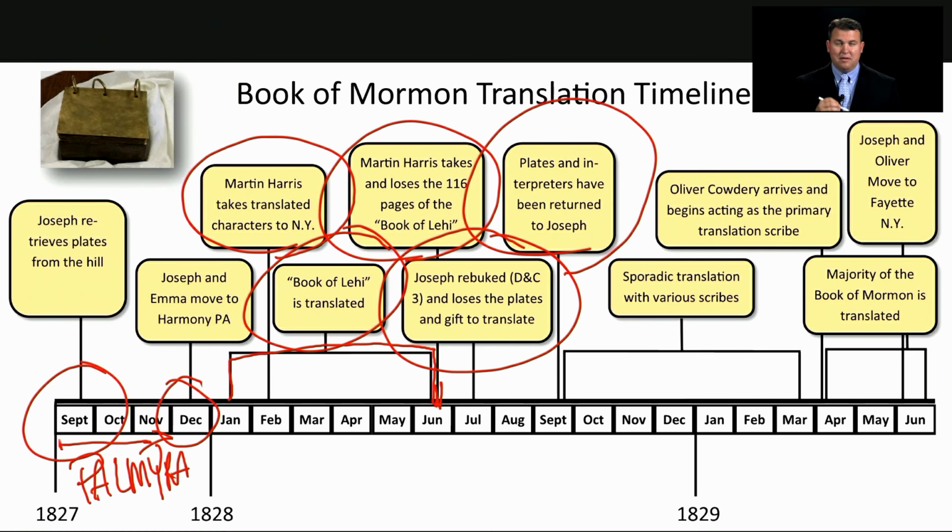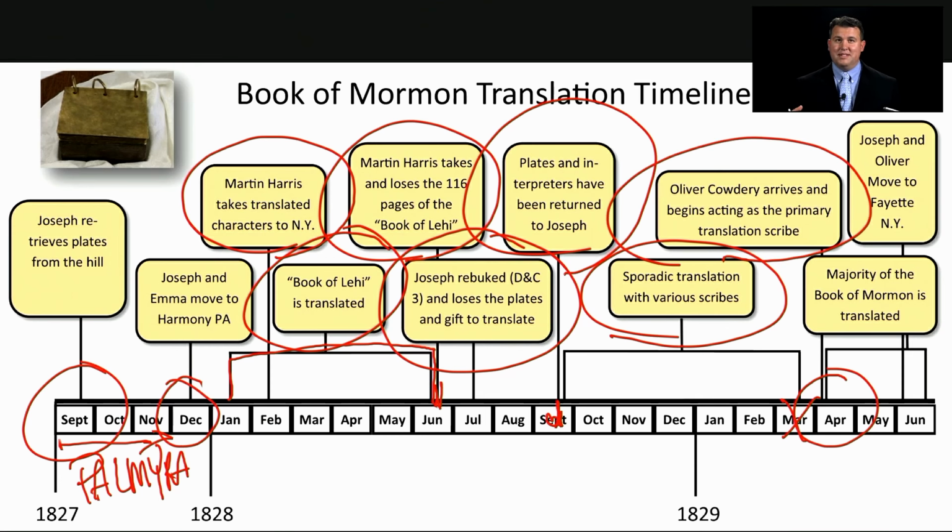Sometime around September, the plates and interpreters are returned to Joseph Smith, but very little work happens from about September to March. There's sporadic translation with various scribes. We think that Emma Smith's brother, Reuben Hale, assisted during this time. But when we really start to move is in April of 1829, when Oliver Cowdery shows up.